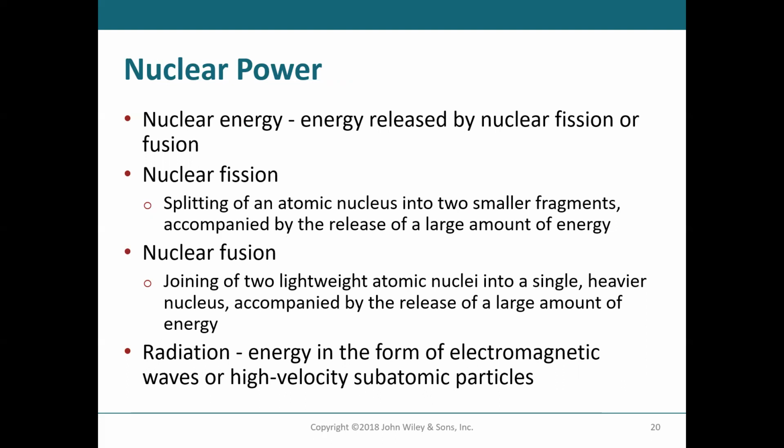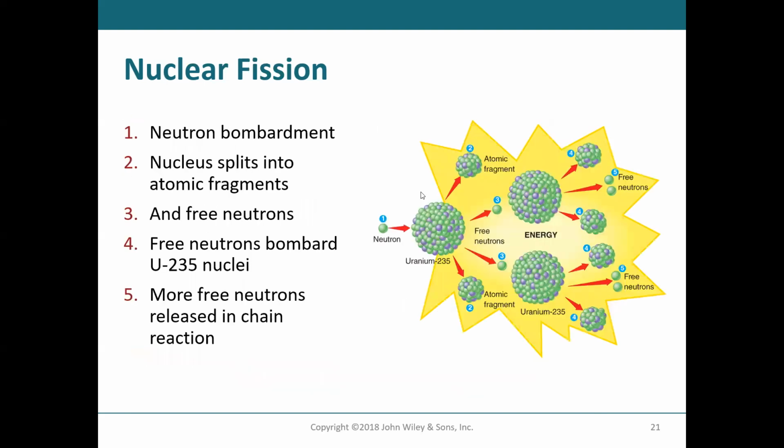Nuclear fission is the splitting of an atomic nucleus into two smaller fragments, which is accompanied by the release of a large amount of energy. Nuclear fusion is joining two lightweight atomic nuclei into a single heavier nucleus, accompanied by the release of a large amount of energy. Know these two terms, know their differences. Joining, fusion. Splitting, fission. Radiation is the energy in the form of electromagnetic waves or high-velocity subatomic particles.